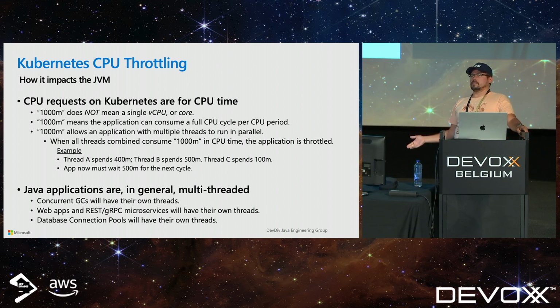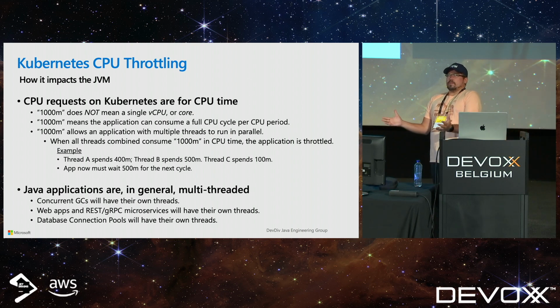Concurrent GCs will have their own threads: parallel GC, G1, Shenandoah, ZGC. If you're running a web application, definitely you're going to have threads. Spring Boot, definitely threads. Quarkus application, web application, I mean. Whatever framework you use for web, REST endpoints, gRPC, there will be a thread pool somewhere with multiple threads. Database connection pools. Are you using Hibernate? Connection pool. Are you using jOOQ? Connection pool. Are you using whatever, MyBatis? Connection pool. So by default, whatever you do, your Java application in general will have more than one thread running at the same time, even if you're running on a single processor.